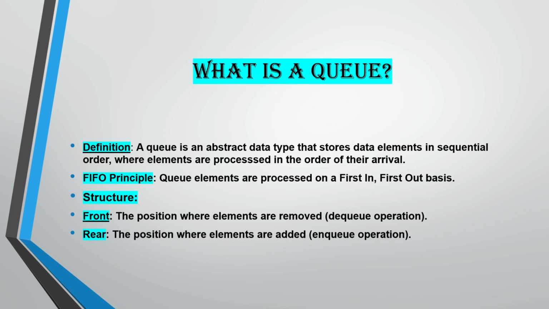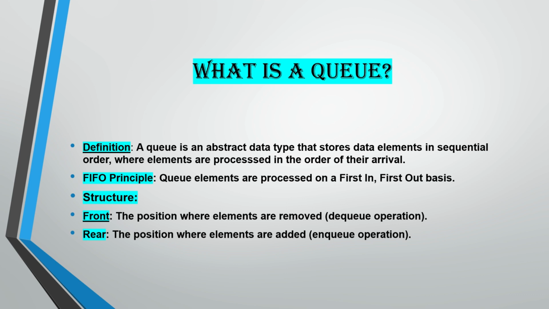Now let's discuss what a queue is in more detail. A queue is an abstract data type that organizes data elements in a sequential order with elements processed in the order they arrive. This adheres to the first in, first out principle, also known as FIFO, where elements are removed in the same order they were added.